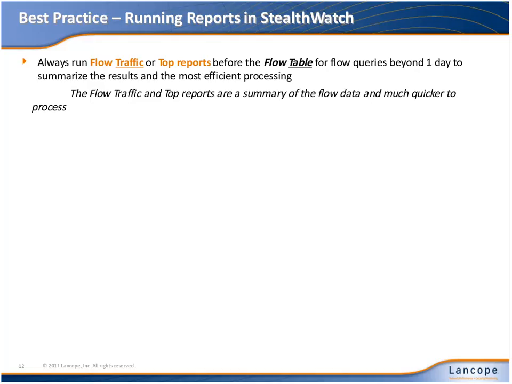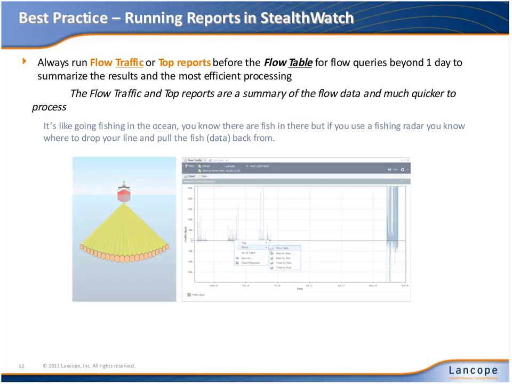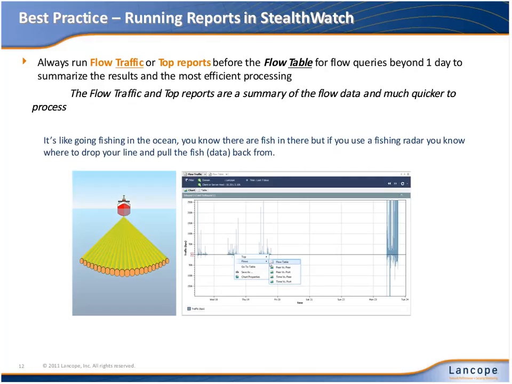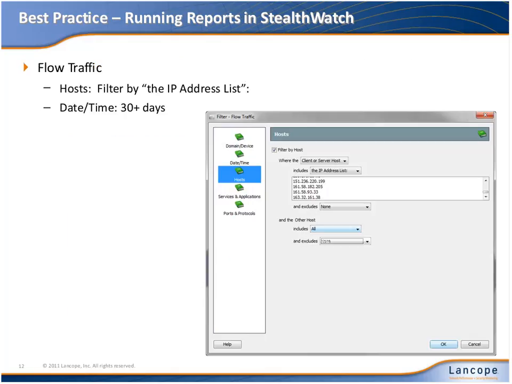And so our first recommendation is to look at the flow traffic and top reports before you look at the flow table, because the flow traffic and top reports are resources that provide a higher level view of the activity instead of digging down into the individual network transactions. Oh, I see. So now it folds out when I press the next button. You can see this high level view here. I'm going to move to the next slide.